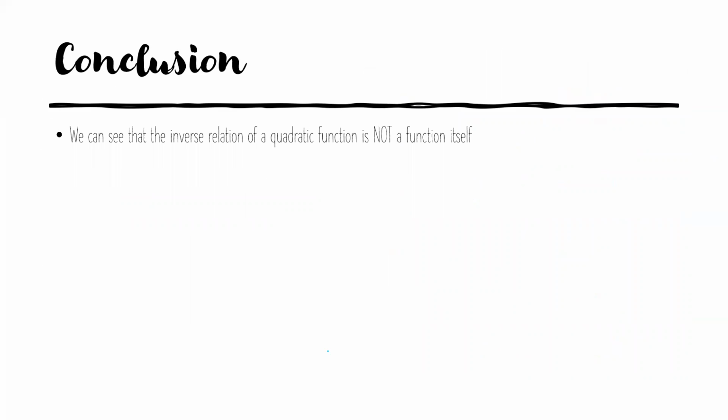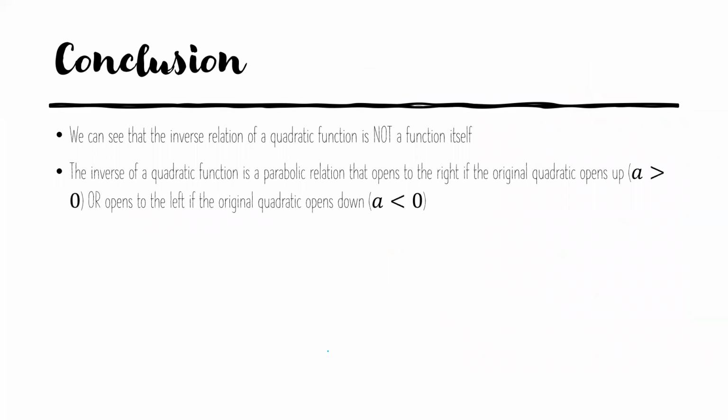So the conclusion here is that the inverse of a quadratic function is not a function itself, but if we focus our attention on just one half of the parabola, so we go to the left of the vertex or to the right of the vertex, then we can end up with an inverse function.